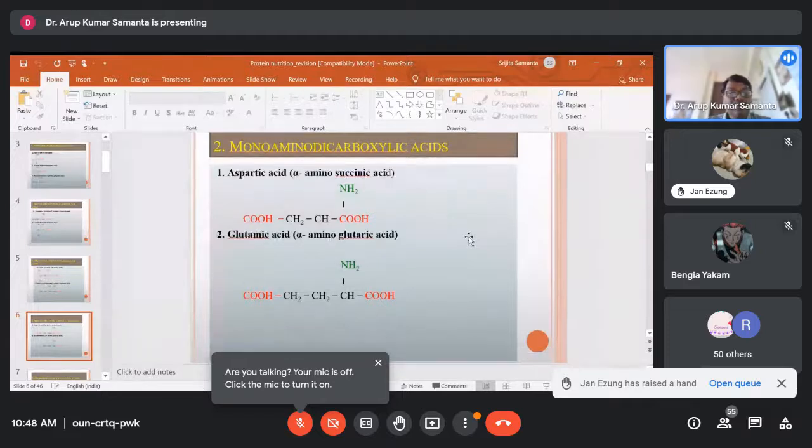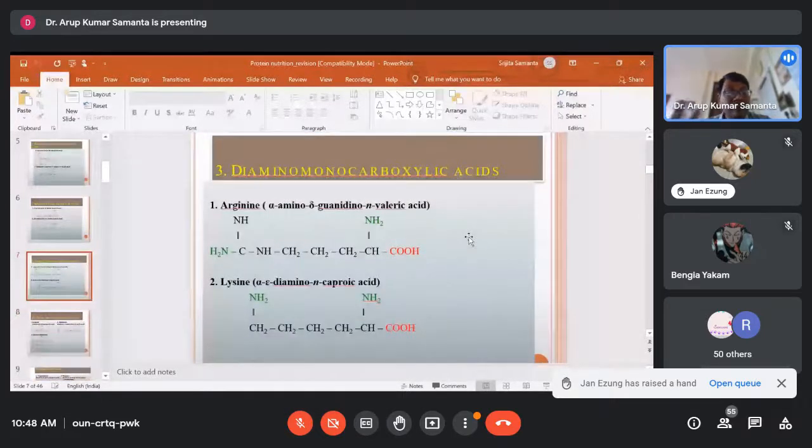Then diamino, that means there will be two amino groups. That's why they are basic amino acids: arginine, histidine, lysine. These are the three basic amino acids. Very frequently asked questions: name some basic amino acids, name some aromatic amino acids, name some acidic amino acids. Simply you have to find the correct answer from objective type questions like multiple choice, or fill in the blanks.